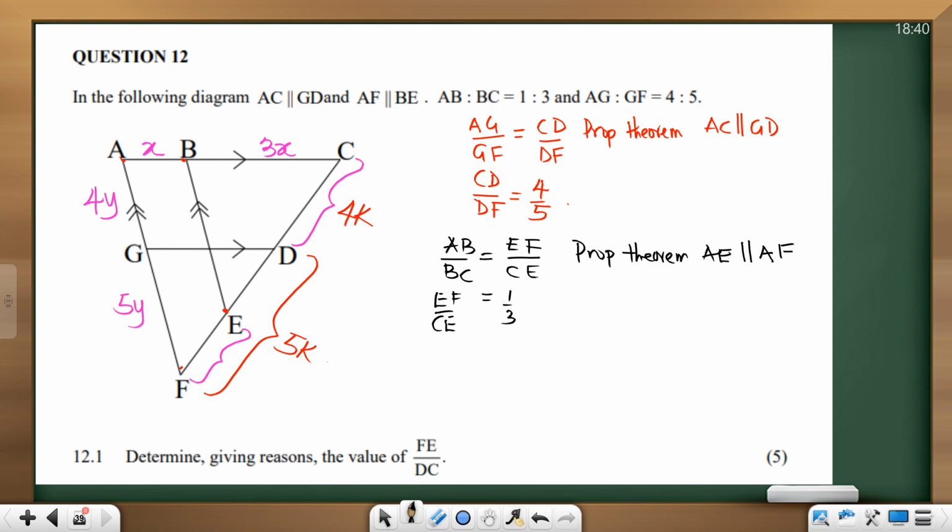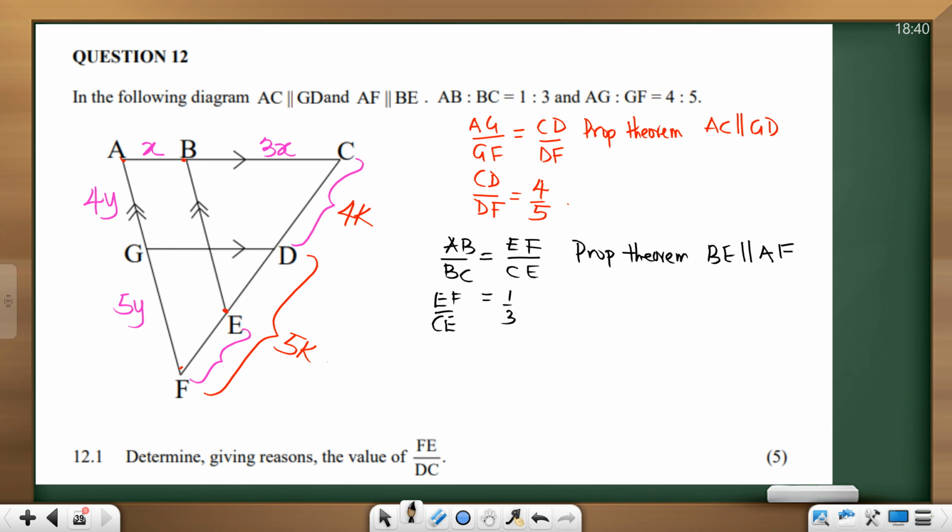Did I make a mistake? AB over BC will be equal to EF. Okay, wait. Oh, it's supposed to be BE, right? EF over EC. We okay there? Which lines are parallel? AF parallel to BE. We're good.